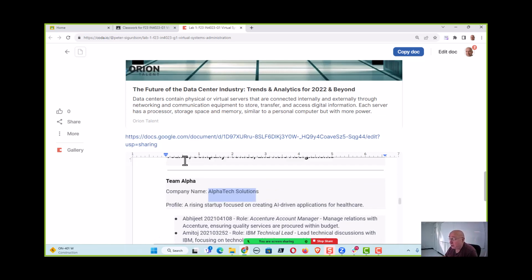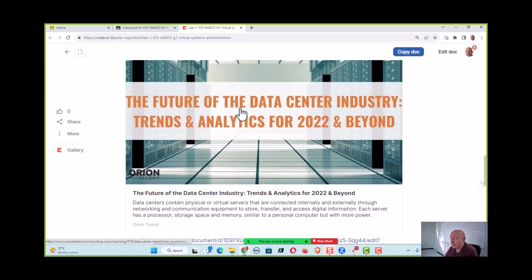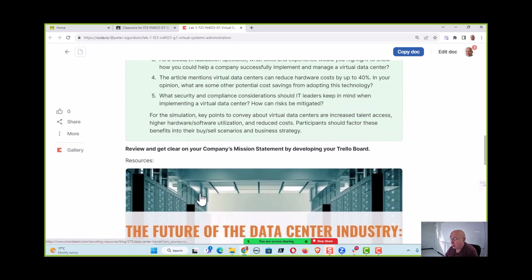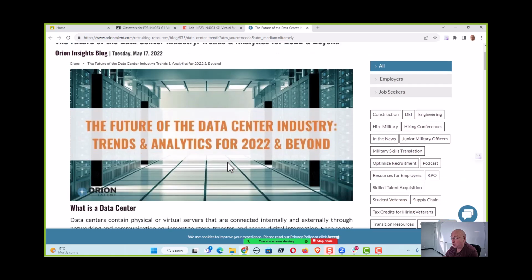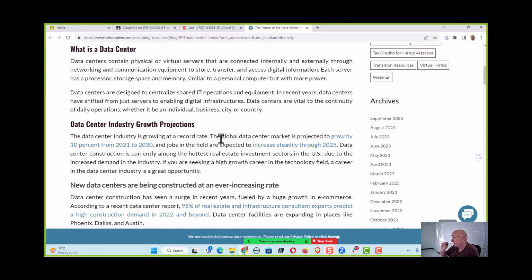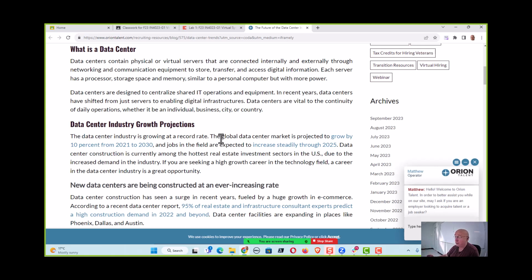In fact, here's a very good thing that you need to read as a part of that. The future of the data center industry, trends and analytics for 2022 and beyond. Well, we're already in 2023 now, but anyway. So that's one thing that maybe one member of your team is going to read and then bring back the critical points to the rest of the team to write up for your stuff that you're going to put on your Trello board for your Lab 1 report.